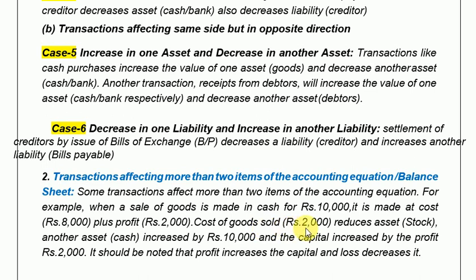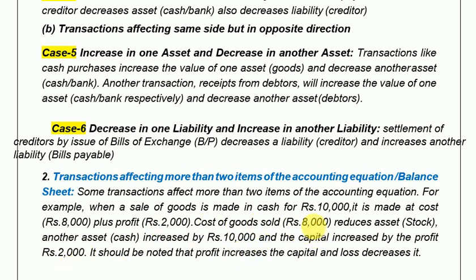So the cost of goods sold, that is 8,000, reduces the asset of stock, and another asset, cash, increases by 10,000, and capital increases by the profit of 2,000. Here we have to take 8,000 as our cost of goods sold, that means 8,000 of commodities that we are selling, and we are getting the amount of 10,000 after sale, and 2,000 is the profit for us.